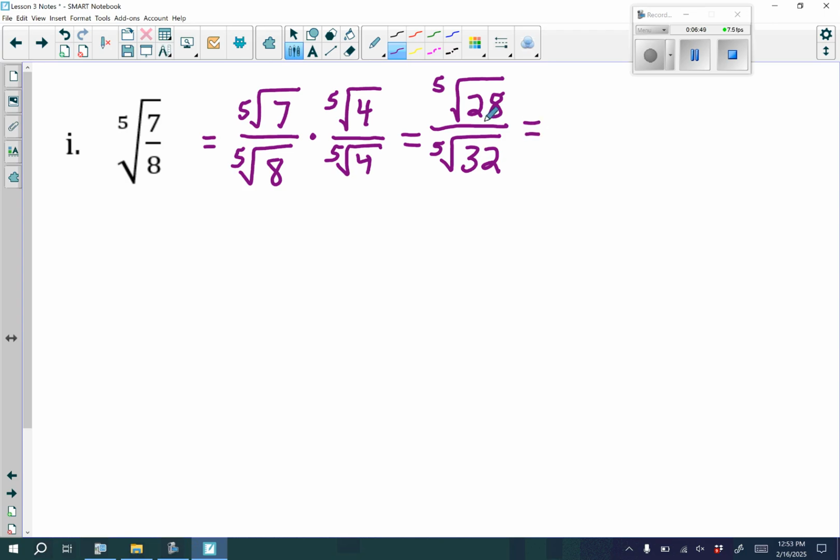Now let's think about our 28 here. We got to figure out if there's a perfect fifth that goes into it. Well, really, other than 1, the next one would be 32. Well, 32 can't go into 28. So really in our numerator, we're left with 5th root of 28. And then we go ahead and do the 5th root of 32. That gives me 2. Since I can't simplify it anymore, this would be my final answer.